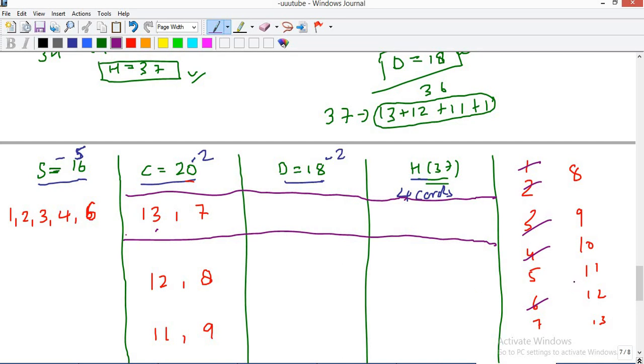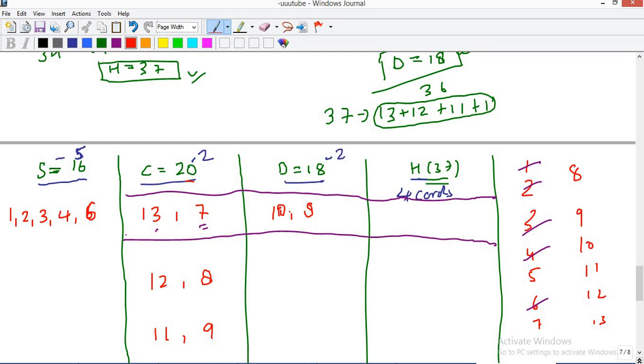Is 11 and 7 possible? No, 7 is already used. I cannot use 7. 10 and 8, yes. 10 and 8 is definitely possible. So I can say 10 comma. Just a moment. Let's say लिखता हूँ मैं. So I'll say 10 comma 8 is definitely possible.